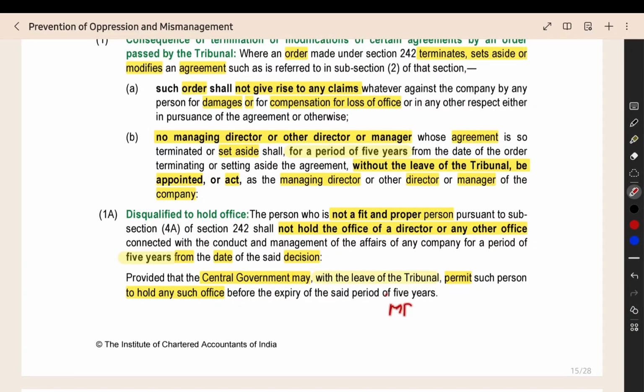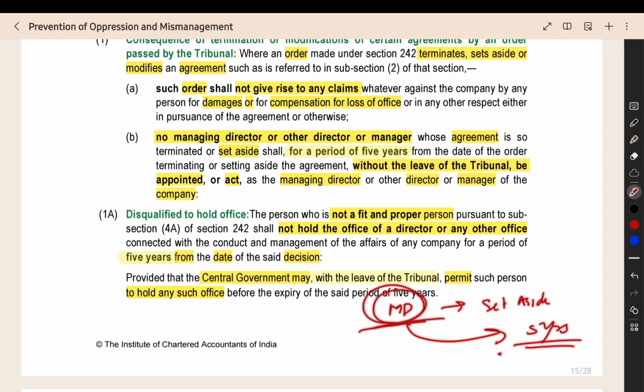Then the managing director whose agreement was set aside, you cannot appoint the same director in the same company as a director for the next 5 years. The same person cannot be appointed to the position in that particular company for the next 5 years without the leave of the tribunal. If you want to do that, you can get the permission of the tribunal and then do that.